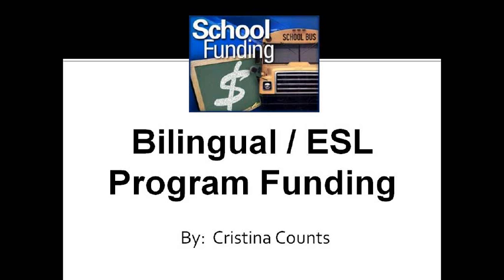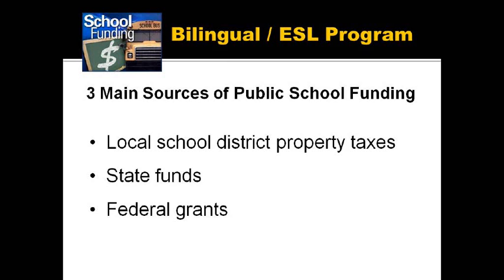Funding for Texas's public schools comes from three main sources: local school district property taxes, state funds, and federal funds. The majority of funding comes from local property taxes, which are collected by school districts, and state funding. The Foundation School Program is the state program that establishes the amount of state and local funding owed to school districts under Texas school finance law.